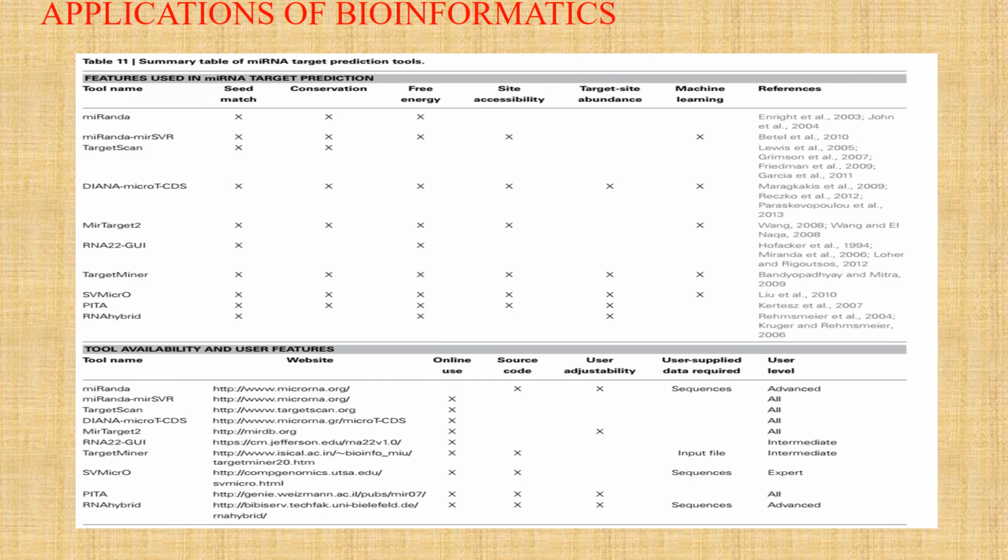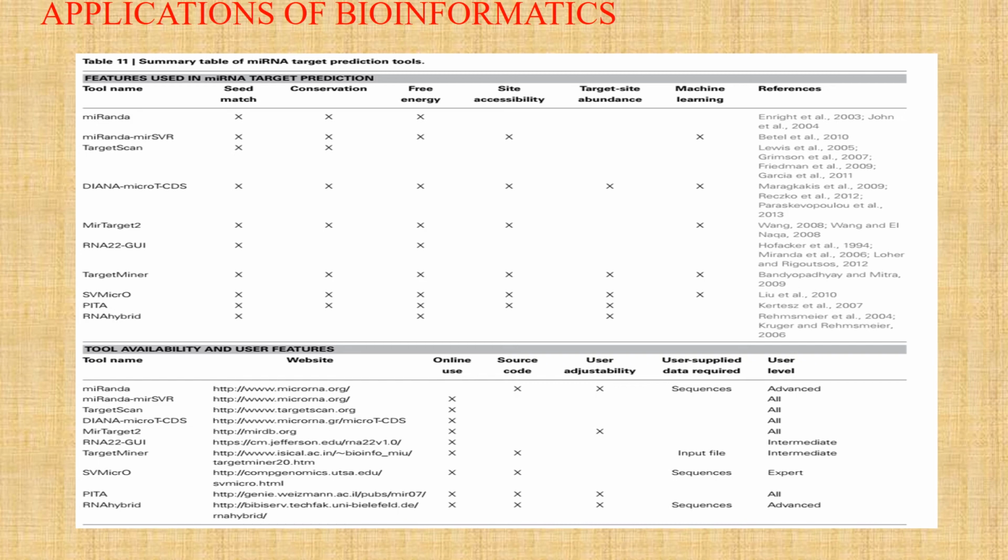Voila. So this table shows us examples of some microRNA target gene prediction tools. We have the Miranda, the Miranda MiSVR, the TargetScan, and so on. The Miranda makes use of the seed match, conservation, and free energy. The Miranda MiSVR makes use of the seed region, the conservation, the free energy, the site accessibility, and it also provides machine learning. So you can do some tutorials on that.